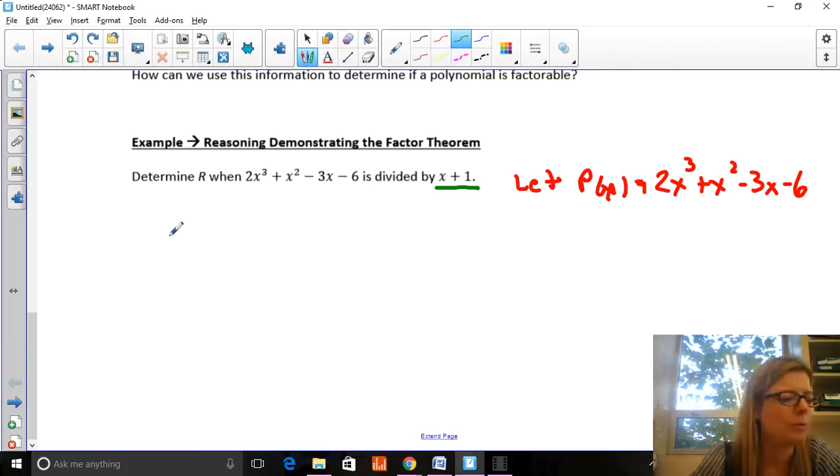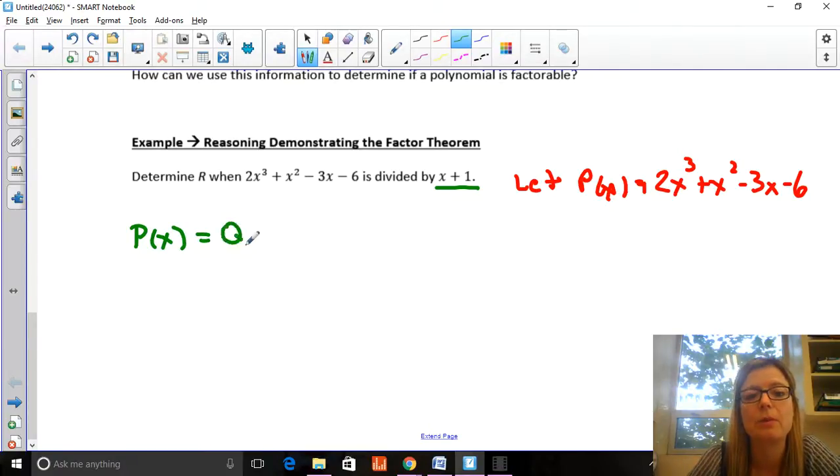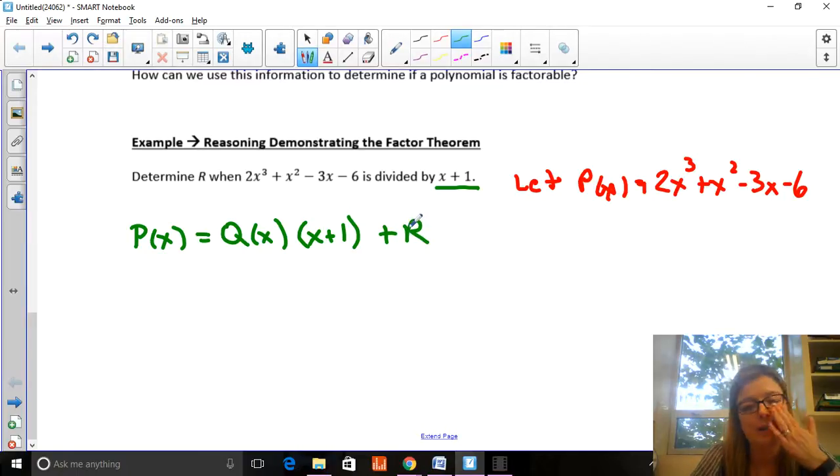Okay, so what we're going to do is we have our p at x, and when we divide it by x plus 1, we'll have the quotient times x plus 1, because that's what we're dividing by, plus whatever remainder we get. Okay, so watch what happens when I put negative 1 into this function.